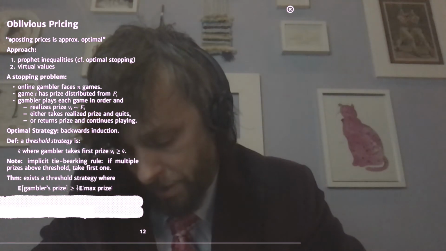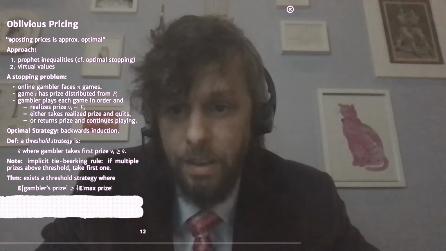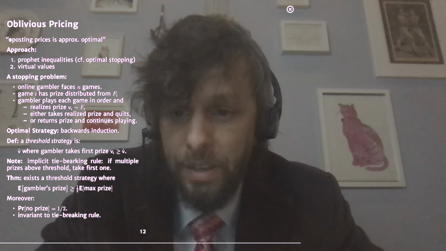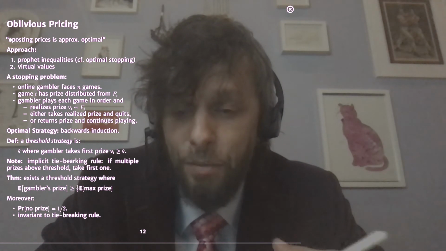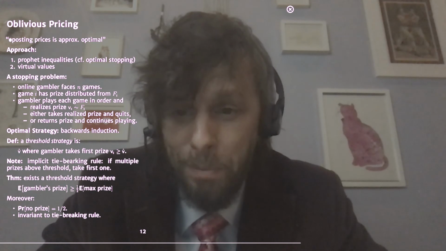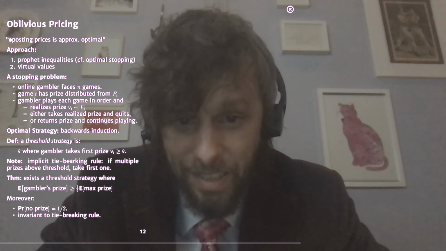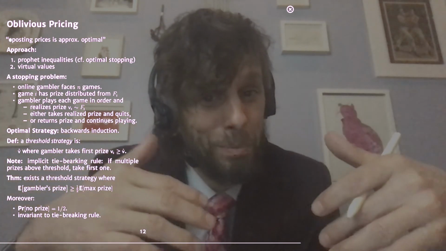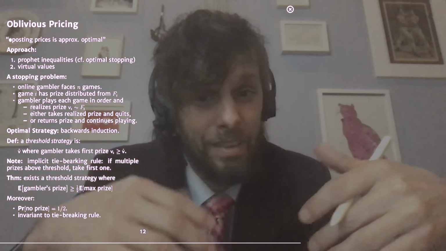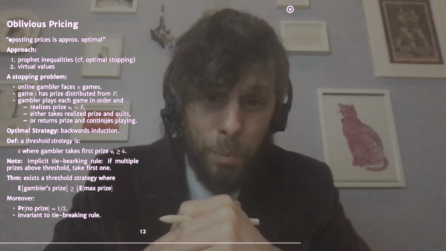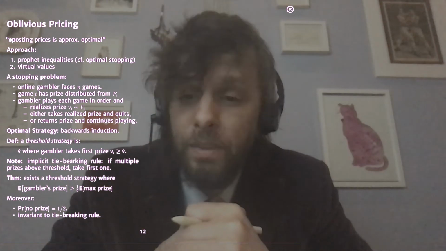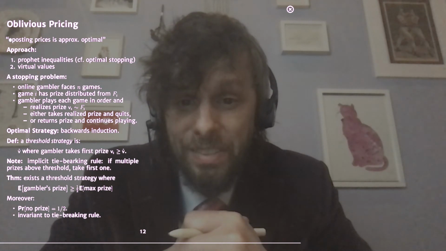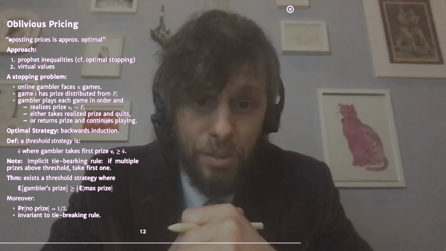Okay, there are two extra notes about this theorem. One note is that one such threshold is the threshold where the probability that the gambler gets no prize at the end of the day, in other words, we play a single threshold and all of the prizes are below the threshold, so the gambler gets no prize even on the last day, choosing the threshold so that the probability this happens is exactly 1/2 is one such threshold you could choose.